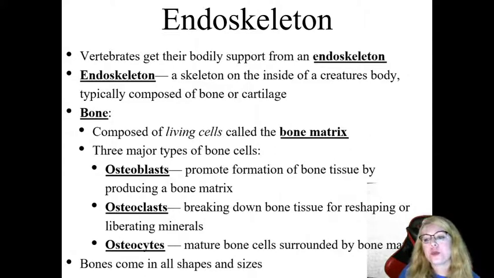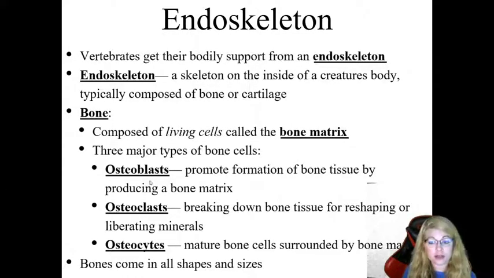All right, these three major types of cells that we find in bone each serve a very specific function. Osteoblasts promote formation of bone tissue by producing bone matrix. So these are the bone building cells. I like to remember the B for blasts as building. So these are the cells that build bone.